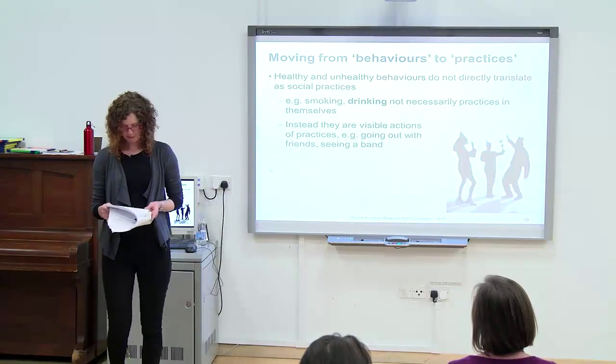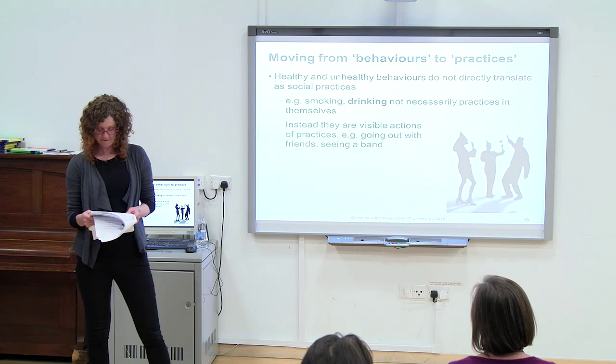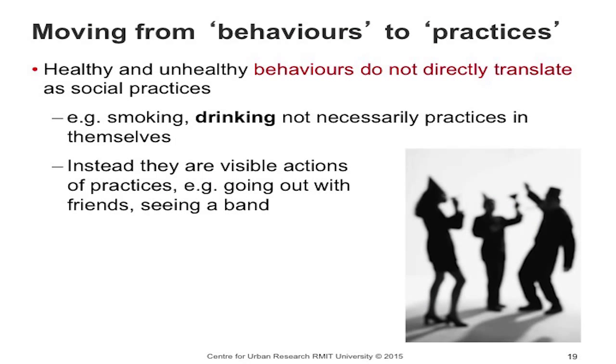And although it's tempting to label or translate healthy and unhealthy behaviours as healthy and unhealthy social practices, it's not actually easy to do because some behaviours such as smoking or drinking would not necessarily qualify as practices in their own right because they might be the small observable tip or part of a wider practice such as going out with friends, seeing a band or other types of socialising. Not everybody agrees with this conceptualisation. There is a paper by Blue et al. that talks about smoking as a social practice, but I tend to think that there's something broader going on than just the smoking itself.